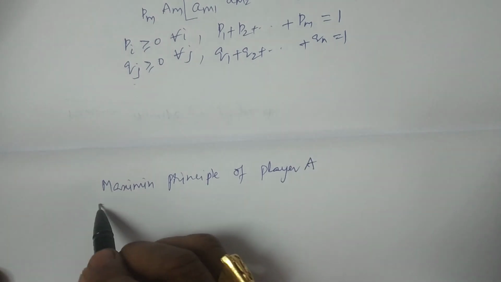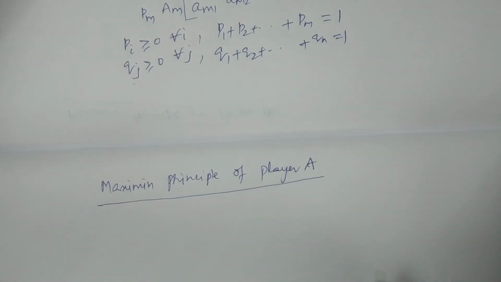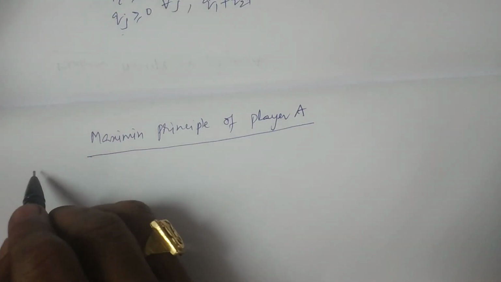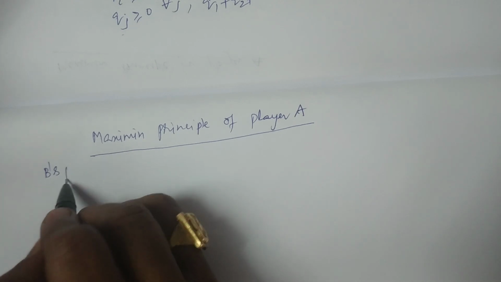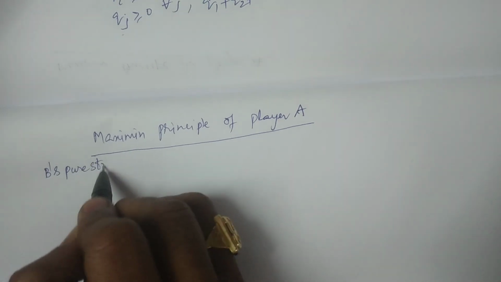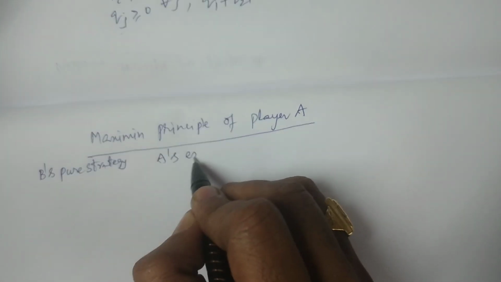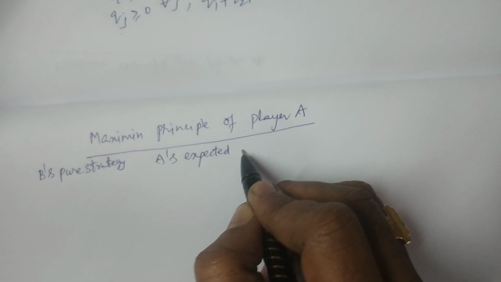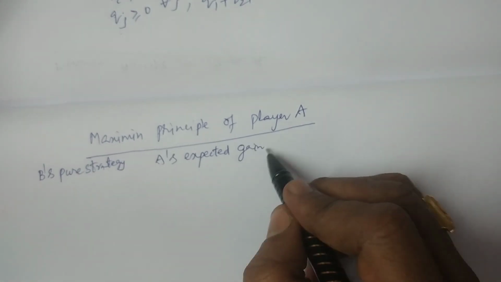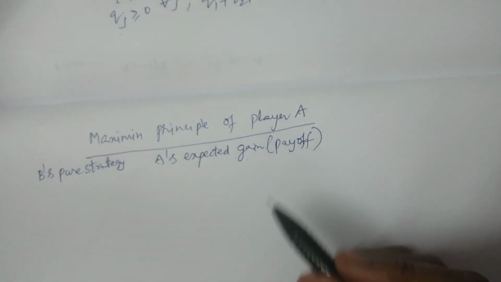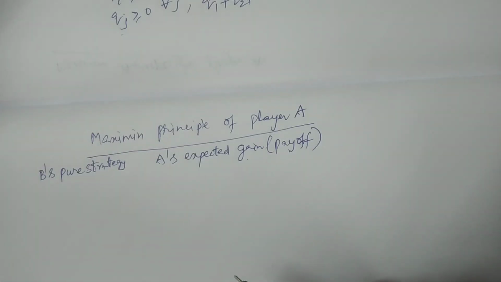Player A. How to consider this? How to calculate the maximin principle of player A? For this, I am considering two important things. One, B's pure move, that is B's pure strategy, and A's expected gain. It is also known as payoff, or A's expected payoff. You can consider gain to mean payoff. It is obtained from the payoff matrix.